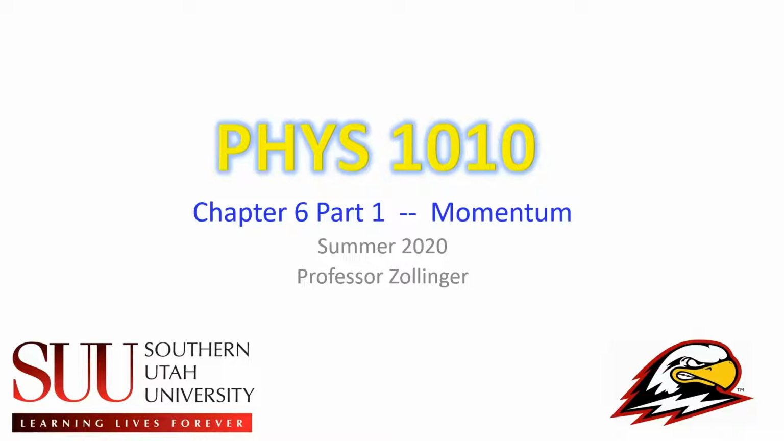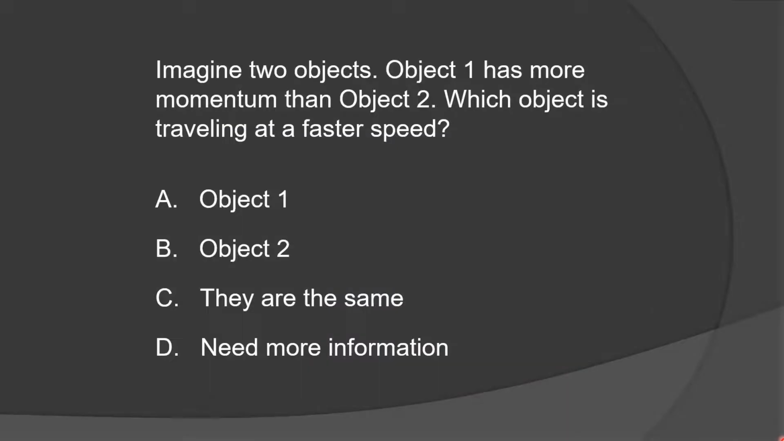It's time to discuss momentum. Like usual, we're going to start with a question. Imagine you have two objects. One of the objects has more momentum than the other. Which object is traveling at a faster speed? Try to answer this.